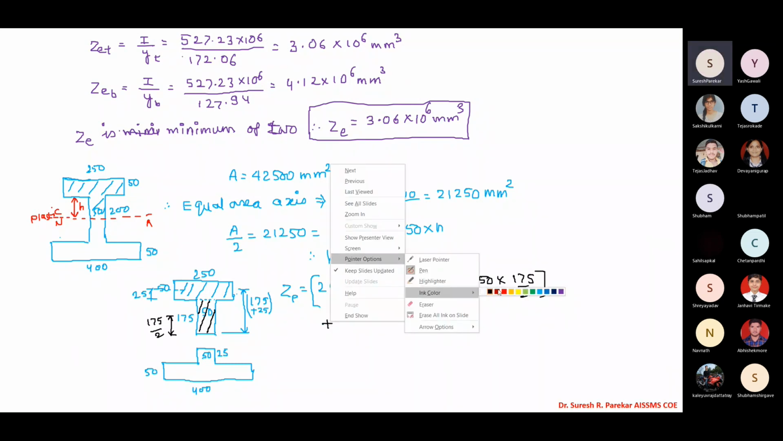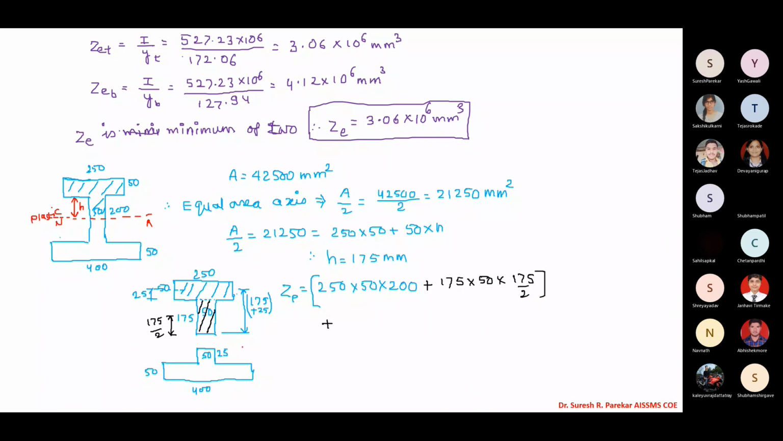Now we will go to the next. So let us we have this portion. Now we have one side of this as plastic neutral axis. So simply we have from center this distance will be 25 by 2. So we have plus 50 into 25 into 25 by 2.